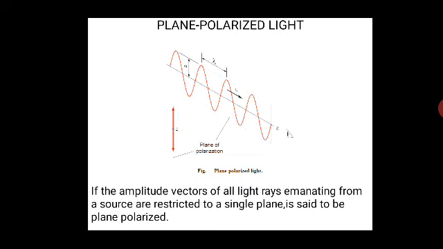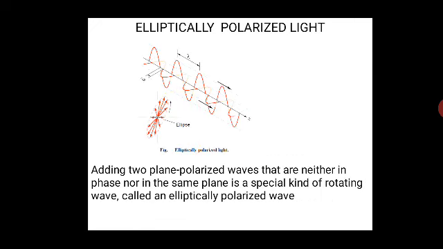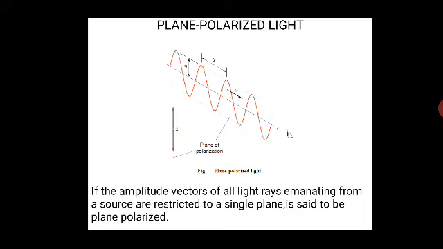There are different types of polarized light. One is plane polarized light, where the light vector is restricted to move in only one single direction. See here, the light is subjected to move only in one plane. You can observe the plane of polarization, and it is always restricted to a single plane. Such light is called plane polarized light.